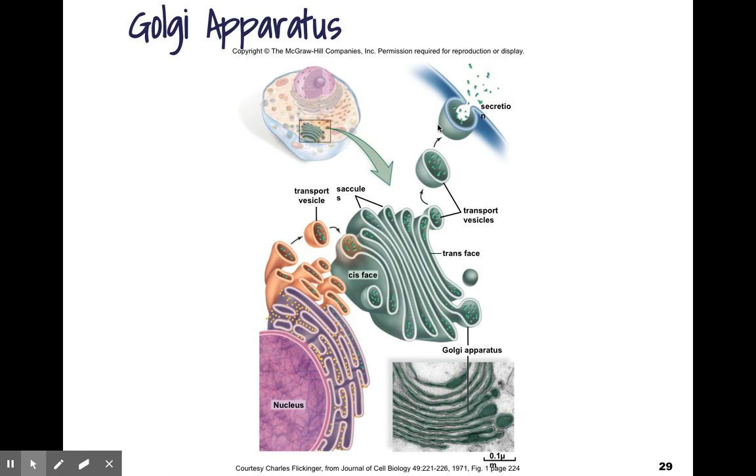Notice how everything is made up of phospholipid. We have the membrane of the nucleus, the membrane of the ER, the membrane of the Golgi, and these vesicles. Because they're made up of phospholipids, when this vesicle starts to attach to the cell membrane, it becomes part of the cell membrane because it's made up of phospholipids.